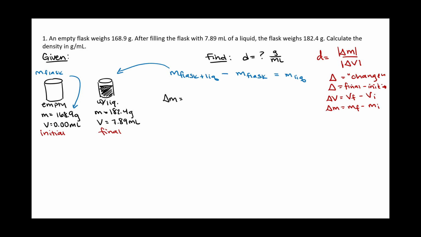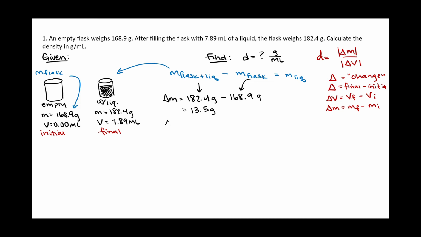And I'm going to take that final mass with the liquid, and I'm going to subtract that initial mass, the mass of the empty flask. So this and this, or you could do final minus initial. When I do the math for that, I get a mass of 13.5 grams, and that is to the correct number of significant figures.